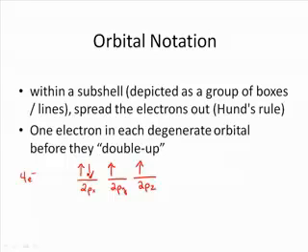You'll notice that when I doubled up on there that I drew the arrows in opposite directions. And this represents the fact that electrons in the same orbital have to have opposite spins. So that's how we show that.